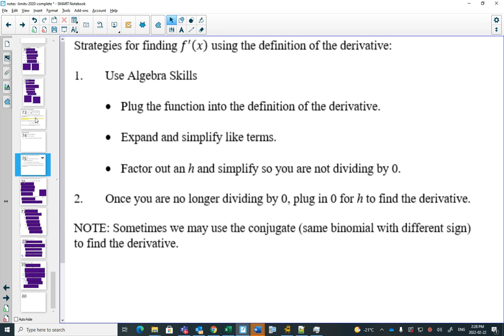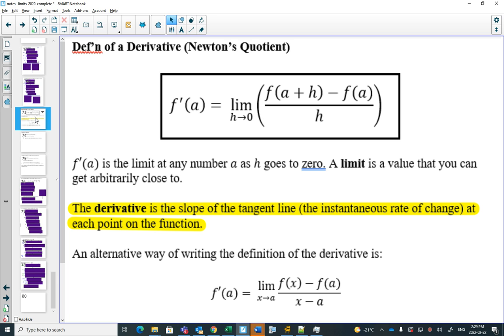Because if you look, the formula has an h on the bottom. And if h is going to 0, you're dividing by 0. That's not allowed. If we can factor an h out of the top, that h will cancel out with the h on the bottom, and then you'll be able to evaluate the limit.